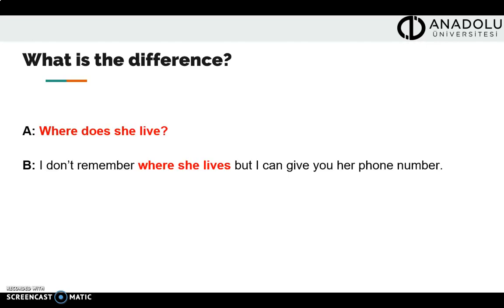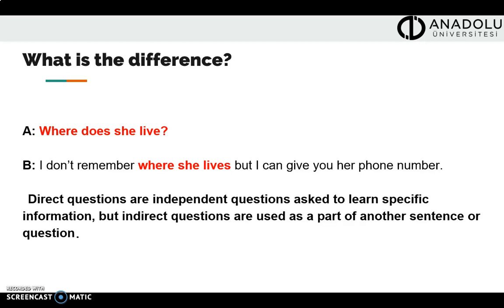Look at this dialogue. Where does she live? I don't remember where she lives, but I can give you her phone number. In this sentence, where does she live is a direct question. It is an independent question asked to get specific information. But in the second one, where she lives is a part of another question or another sentence. So this is an indirect question.